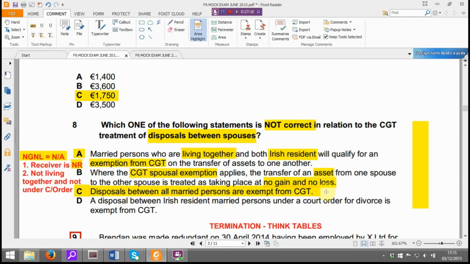We're saying, in effect, just because you're married doesn't mean you get the CGT exemption, and these are certainly two of the main areas where it's not going to apply, two of the only areas, in fact. Okay, hopefully that makes sense. Next one is, I believe, a termination issue.